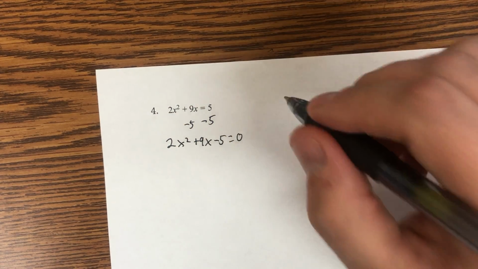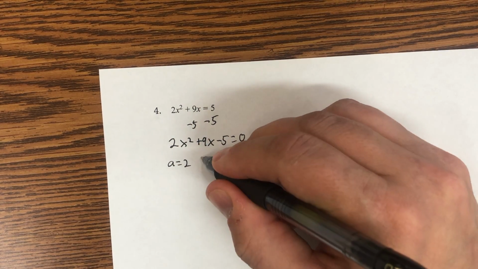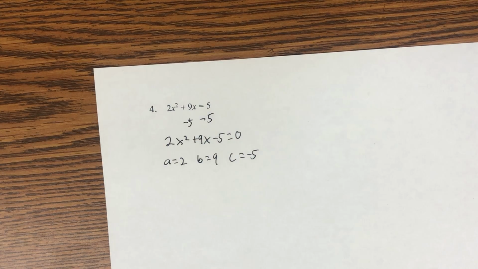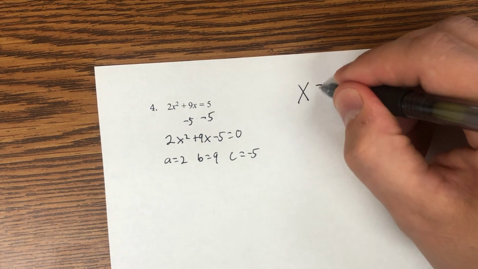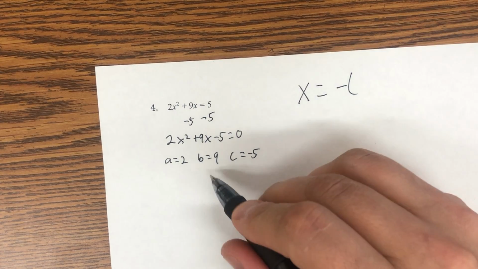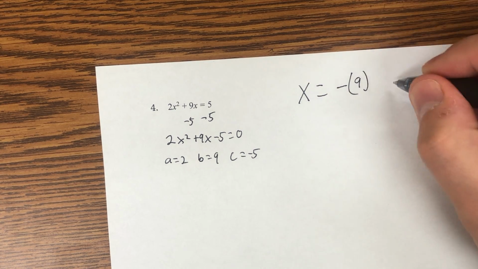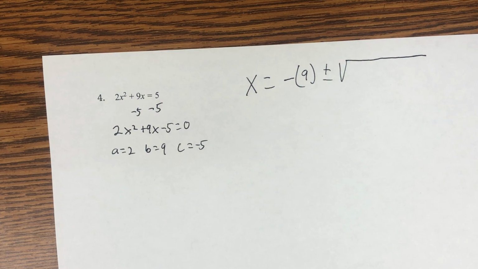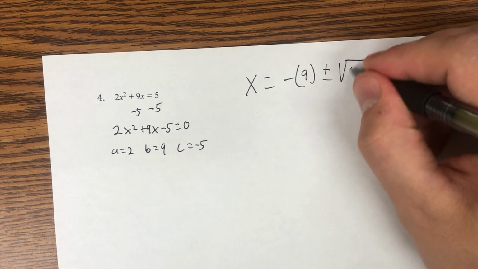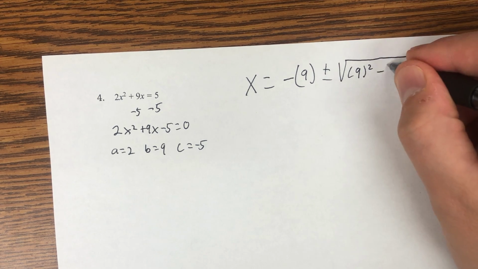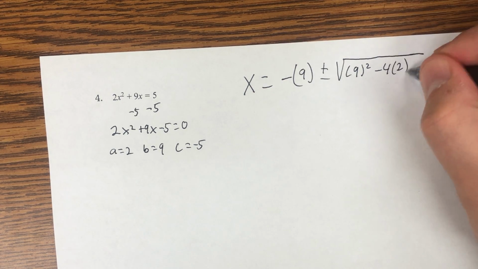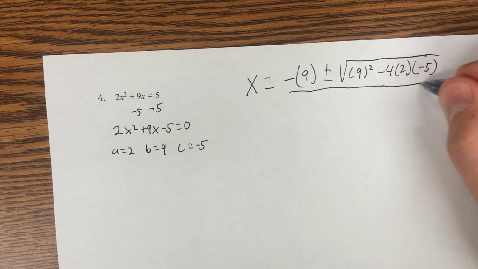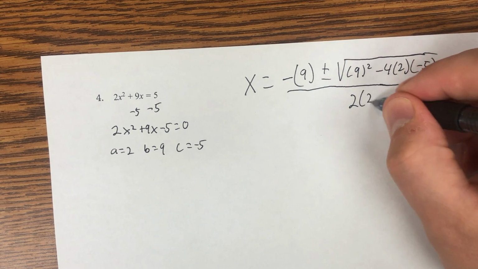So, identify A, B, and C. A is equal to 2. B is equal to 9. C is equal to negative 5. All right, now we plug it in. Quadratic formula goes x equals negative b. B is 9. Plus or minus square root b squared. Okay, so b squared. B is 9. Minus 4 times a, which is 2, times c, which is negative 5. All over 2a. 2 times 2.